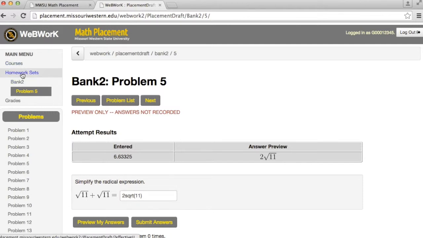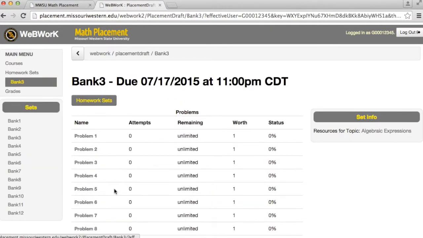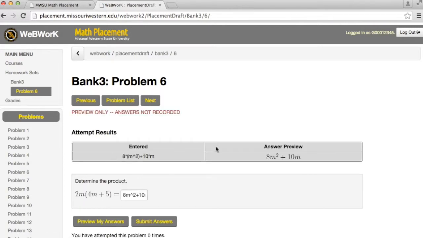Also, what we can do is we can look at fractions or powers. Here, we're multiplying this 2m into this 4m plus 5. So the answer is going to be 8m squared plus 10m. 8m squared, which is to the power of 2, plus 10m. Again, I can preview my answer, and you can see that this is what I inputted.